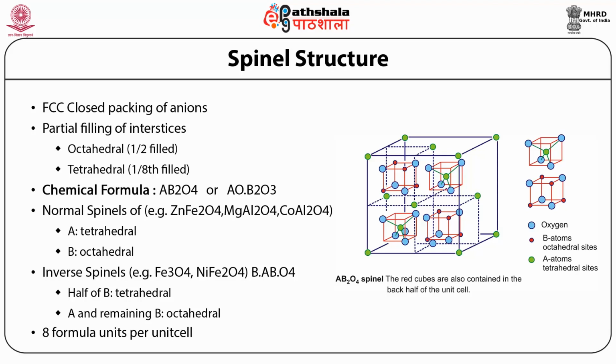So you can see on the right hand side, the figure shows the spinel structure with formula AB2O4. Here the blue circles correspond to oxygen atoms, the red circles correspond to B atoms on octahedral sites, and the green atoms correspond to tetrahedral sites with A atoms.